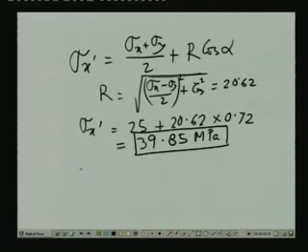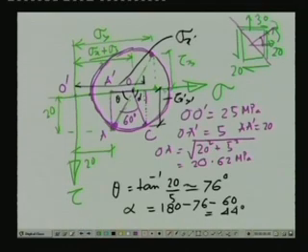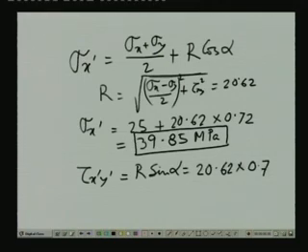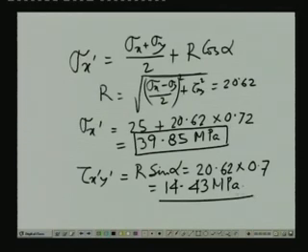And the shearing stress on this plane, tau x dash y dash, from the Mohr circle, if you look into it, tau x dash y dash is equal to r sin alpha. This is equal to 20.62 times sin 44 degrees, which is 0.7, which is equal to 14.43 MPa, which is similar to the one which we have computed using the transformation equation.